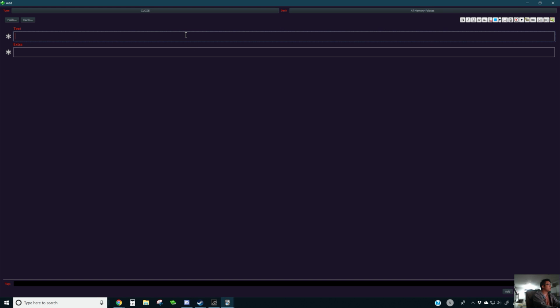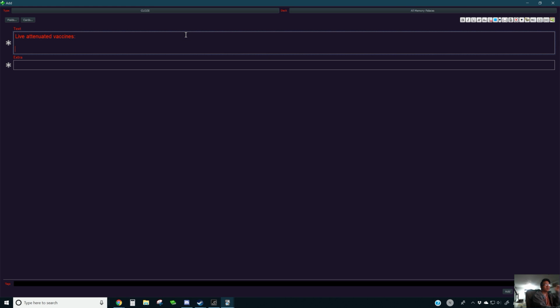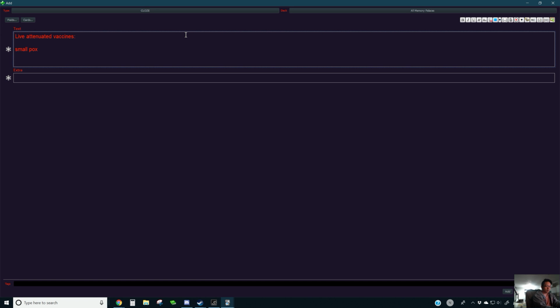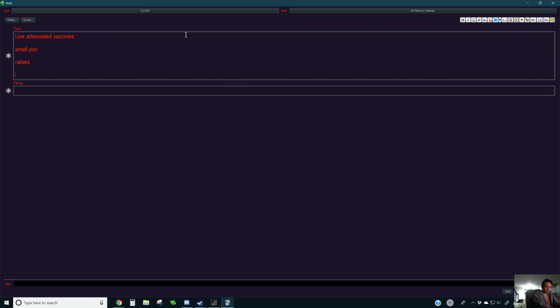Alright, next one is live attenuated vaccines. So the first thing I think about is smallpox. Next one would be rabies. Next one would be, let me think. So we got rabies. I'm doing this in a linear sequence. So I know I can recall all of this really quickly, but I'm going to do it in the order of my storyline. So we got smallpox first, we got rabies, we got yellow fever.